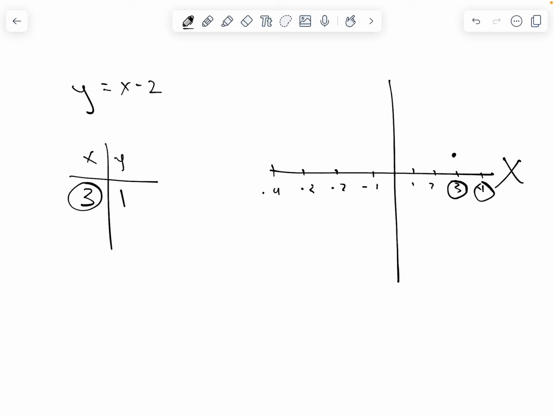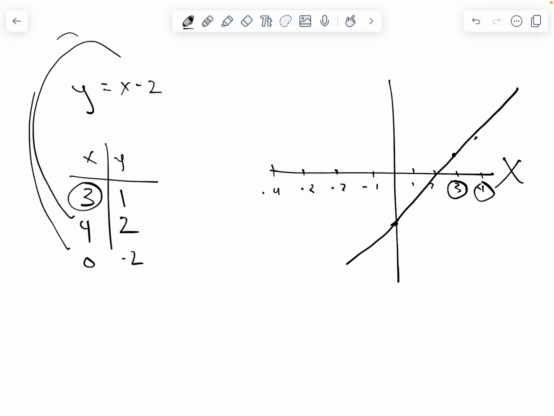When x is 4, plug in 4, plug it in here. 4 minus 2 is 2. So I get that point. When x is 0, if I plug 0 in, 0 minus 2 is -2. So when x is 0, y is -2. And when you draw them up, you have a nice straight line. Now when x is 2, if I plug in a 2, then the y value is 0. So when 2 is my input, 0 is my output.